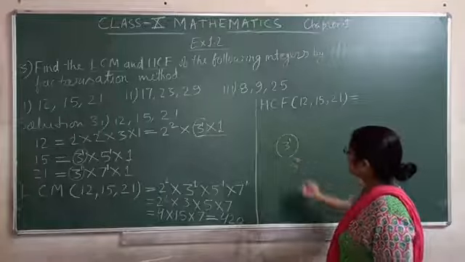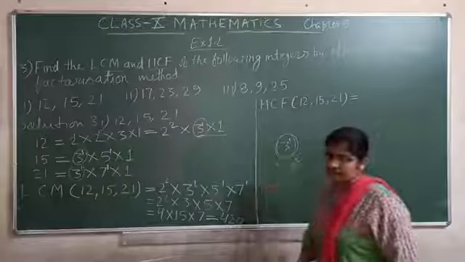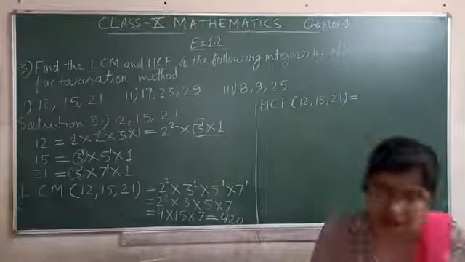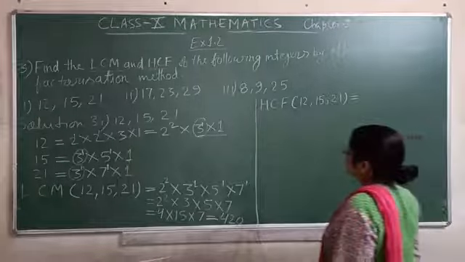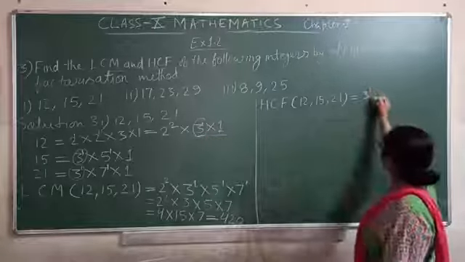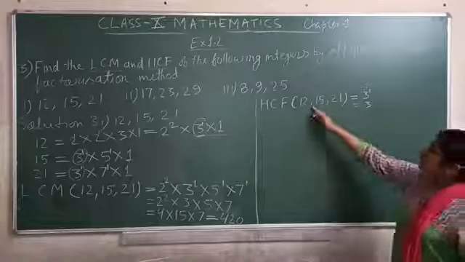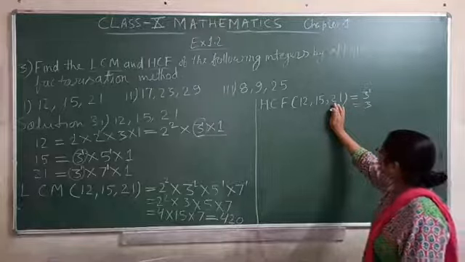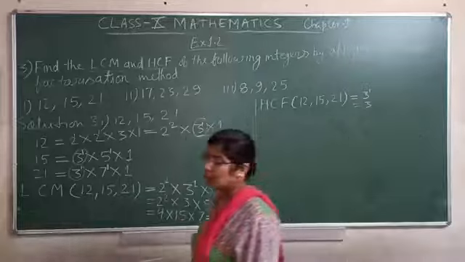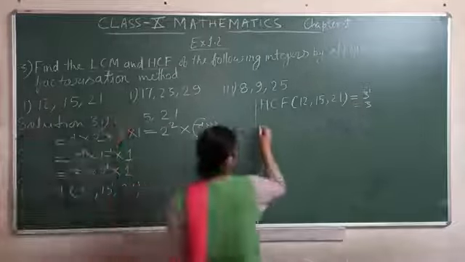If there were 3 squared somewhere and 3 raised to the power 1, then we have to choose the smaller one. Lowest or smallest, which has the smallest power. So here 3 raised to the power 1, or simply you can write 3. So the HCF of these integers is 3 and the LCM is 420. Same way we will do the next question.